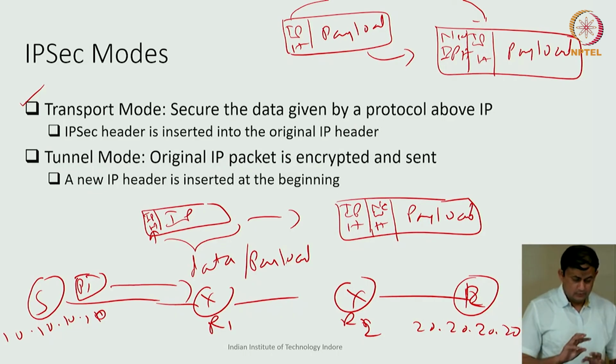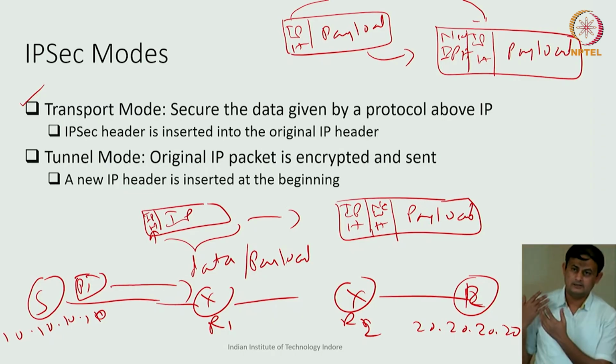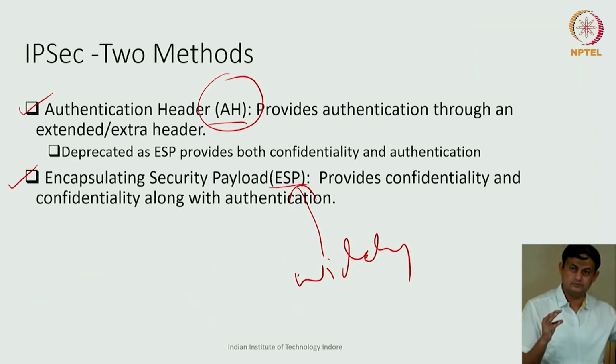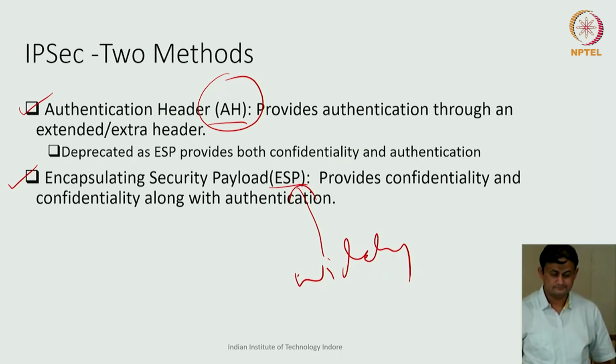We'll take a look at the specific changes that happen inside the IP packet, whether you use the transport mode or tunnel mode, and whether you use only the authentication header or the encapsulation security payload. Depending upon these two, there are four combinations. One is you go with the authentication header, then use either the transport mode or the tunnel mode. Or you use the ESP, and then go with either the transport mode or the tunnel mode.